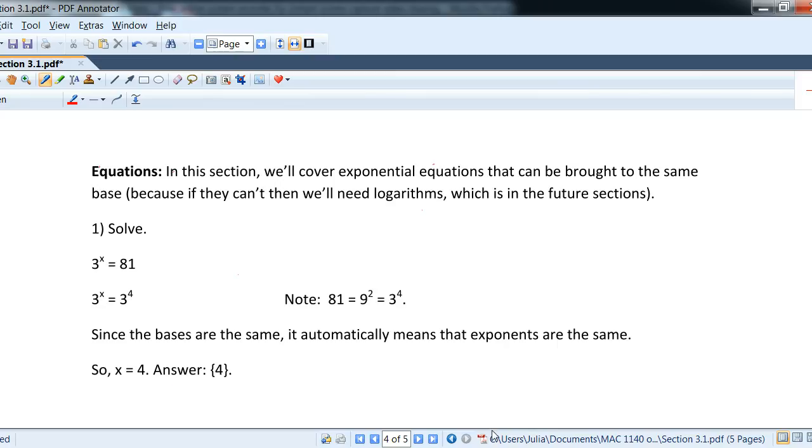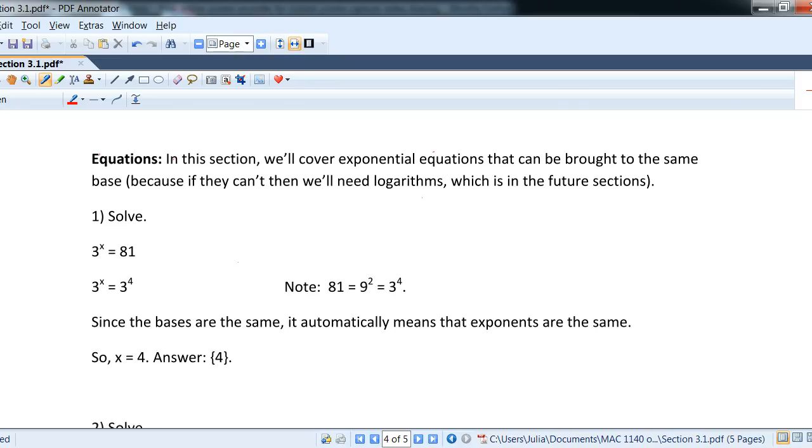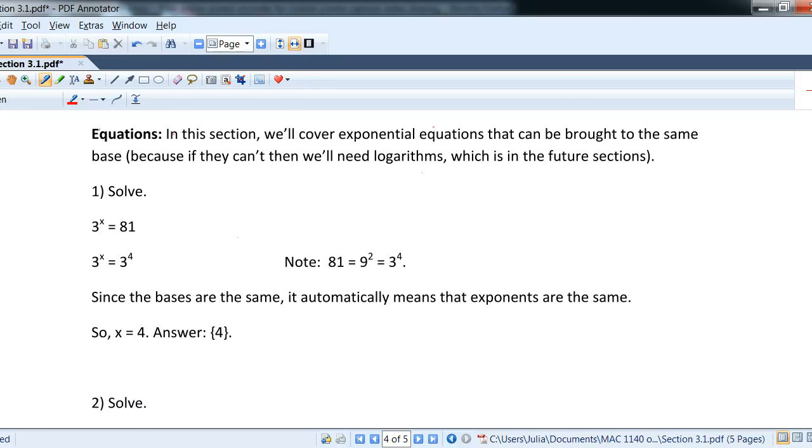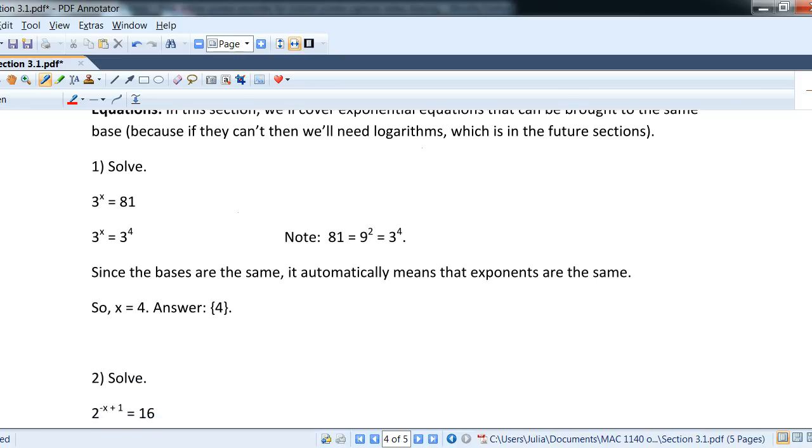Let's take a look at a more challenging example. How about this one? 2 to the negative x plus 1 equals 16. Now note, 16 is also a power of 2. In fact, it's 2 to the 4, very much like the previous example.